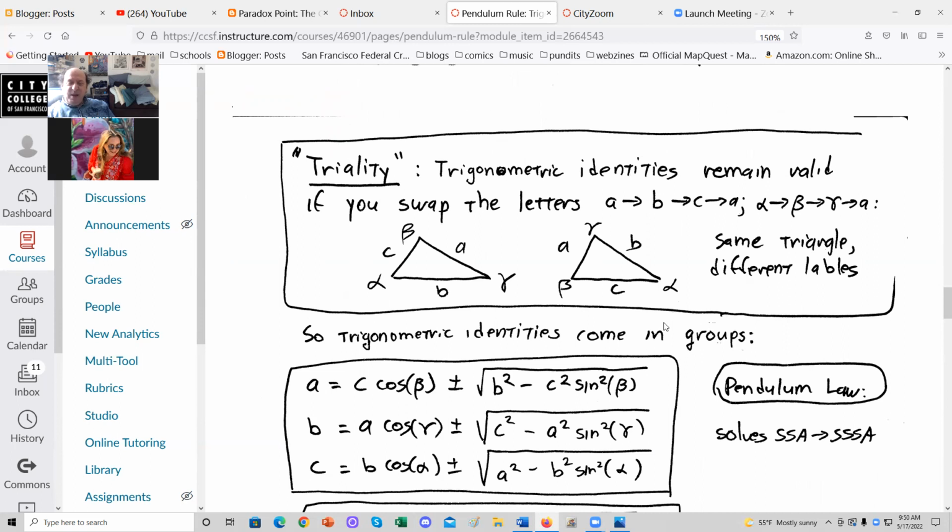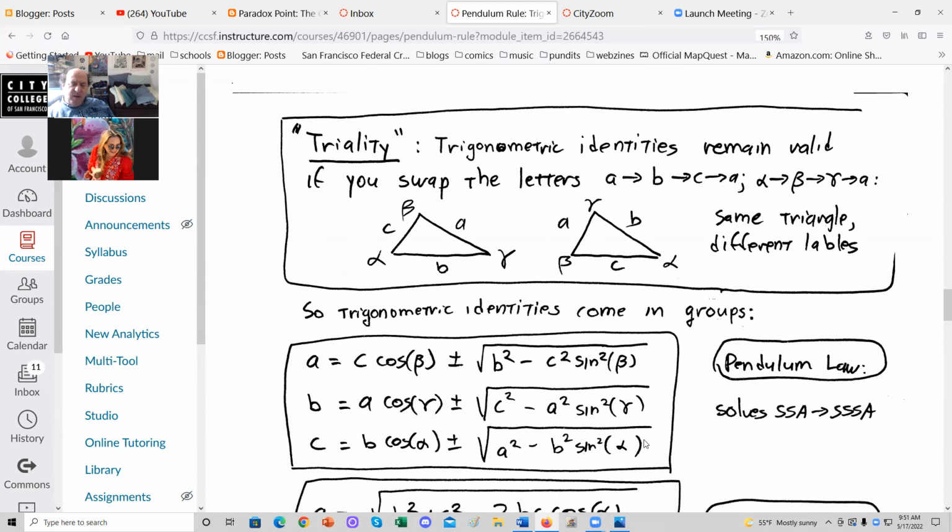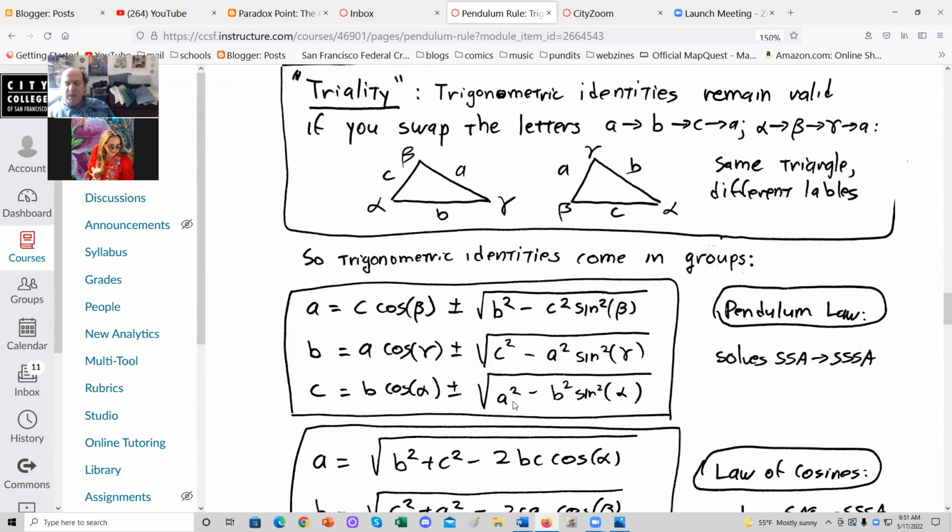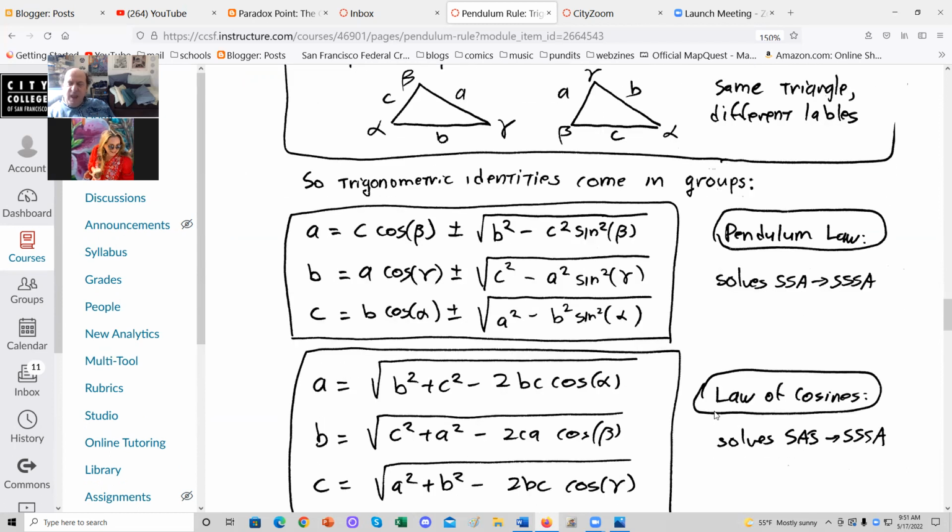So by swapping around A, B, C, alpha, beta, gamma, starting with the pendulum law, you can swap it around to get a pendulum law for B and one for C. So B is A cos gamma plus or minus the square root of C squared minus A squared sine squared gamma. C is B cos alpha plus or minus the square root of A squared minus B squared sine squared alpha, what have you.